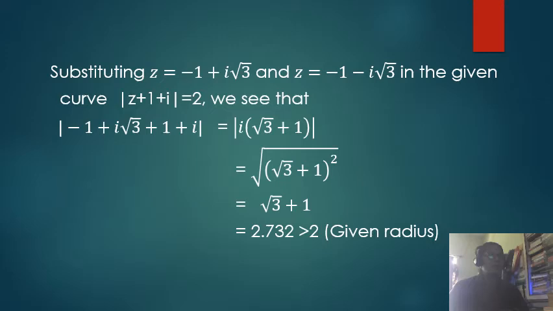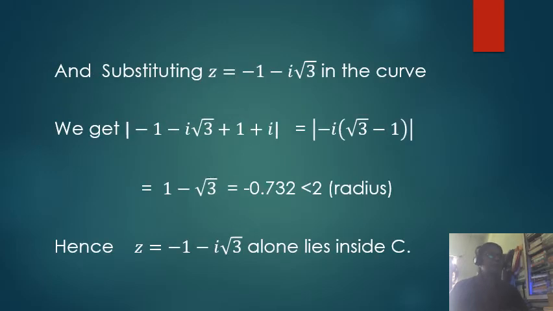So square and square root will get cancelled, and therefore we get root 3 plus 1. The value of root 3 is 1.732. So plus 1 will give you 2.732, and this is certainly greater than 2, which is the given radius.